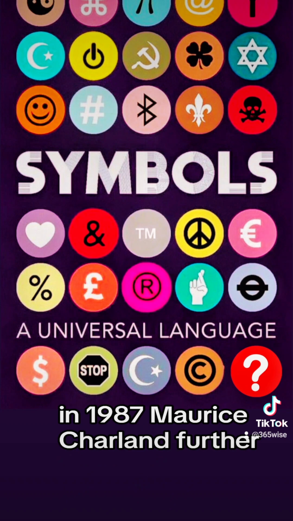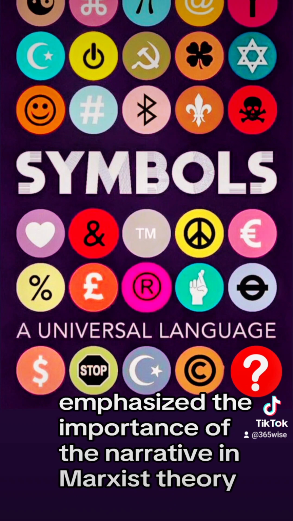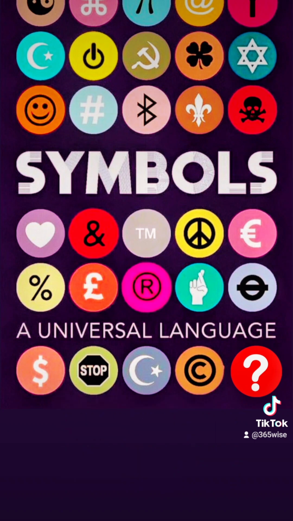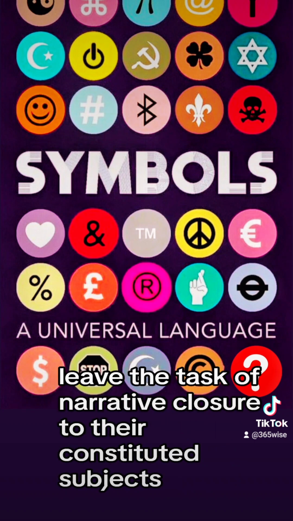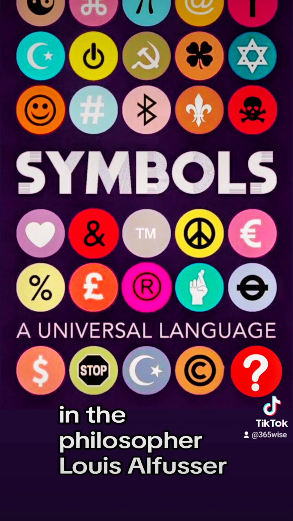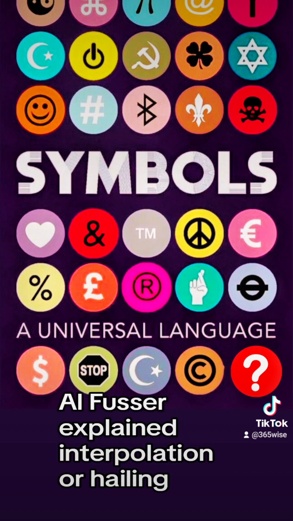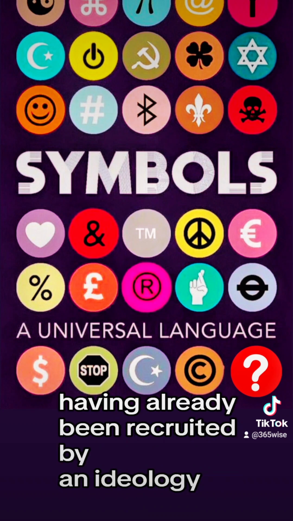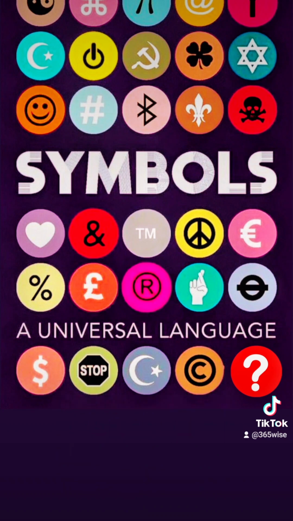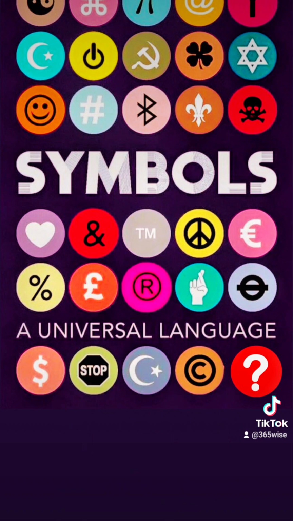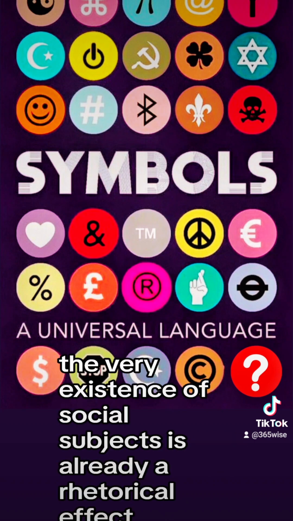In 1987, Maurice Charland further emphasized the importance of the narrative in Marxist theory. He observed, while classical narratives have an ending, constitutive rhetorics leave the task of narrative closure to their constituted subjects. Charland's theory draws from Burke and the philosopher Louis Althusser. Althusser explained interpellation, or hailing, as the social phenomenon of a mass audience having already been recruited by an ideology. Ideologies create subjects of discourse for persuasion by further discourse. In other words, the very existence of social subjects is already a rhetorical effect.